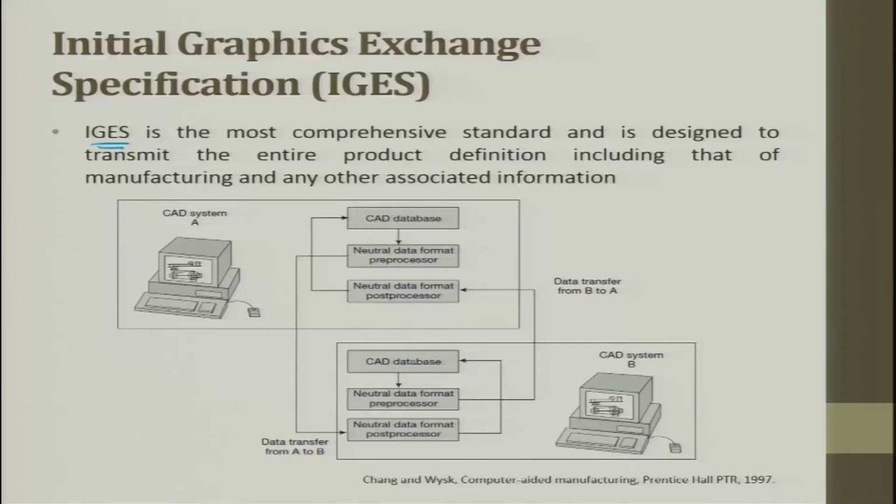So, for every CAD system you will have the same. This is CAD B, you have a CAD database, you have a neutral data format preprocessor. So, this gets into the post-processor. Then the neutral data format is there. So, this in turn will be linked to the CAD database. Okay. So, the data transfer happens from A to B, or the data transfer happens from B to A. The only difference is, if you say B to A, the neutral data format pre-processed gets into the post-processor, so that the data is understood by the other CAD system in a very logical manner.